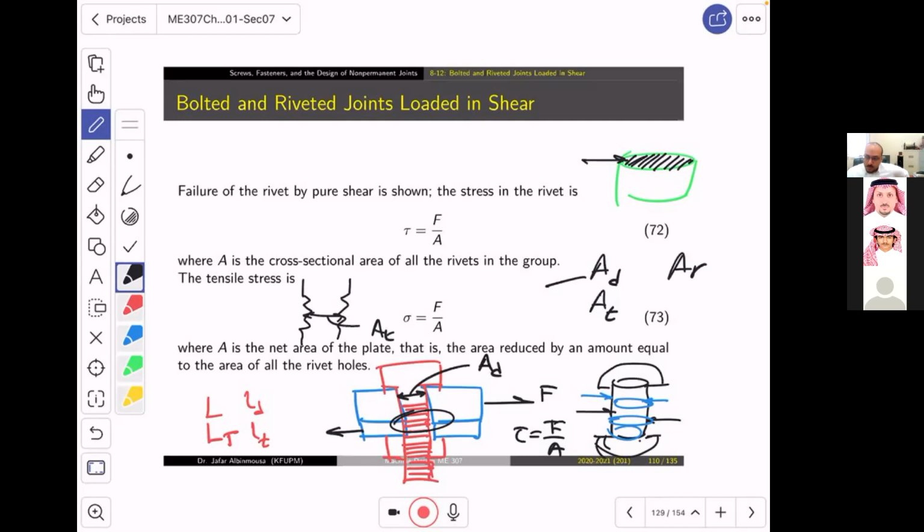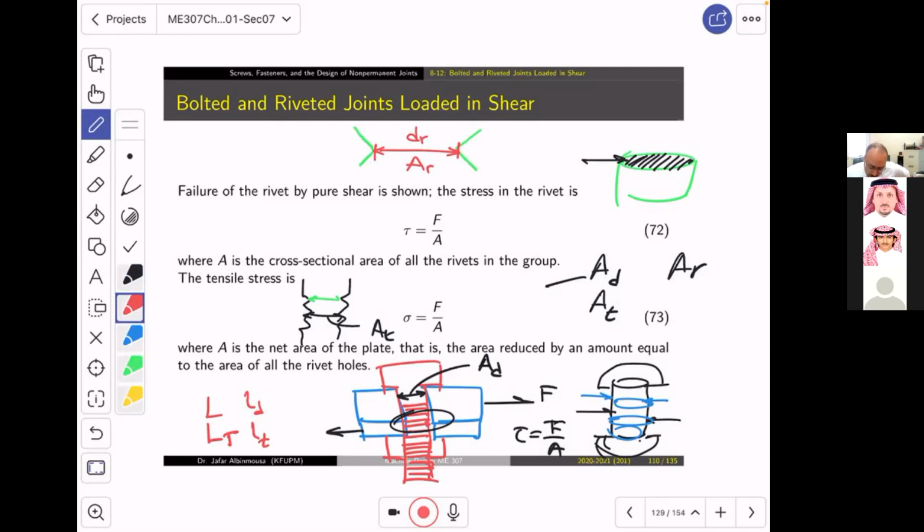Okay, what is AR? AR, guys, is the root area, the minimum area of the root, if there are two threads opposite to each other. This distance from here to there is DR, and the root area is tabulated just like the tensile stress area.